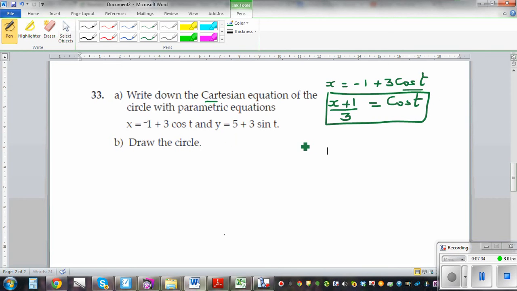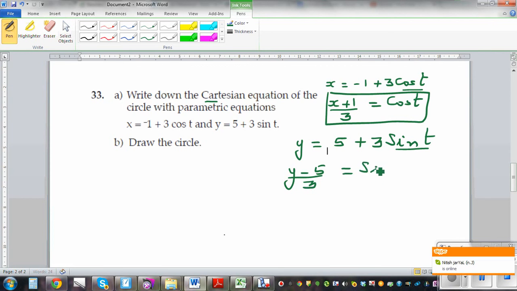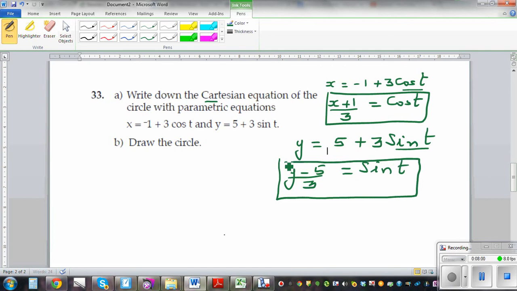And the second equation is y is equal to 5 plus 3 sine t. So if you make sine t the subject, I can write (y minus 5) over 3 is equal to sine t. So now I know a trig identity relating cos and sine, which is cos squared t plus sine squared t is equal to 1.